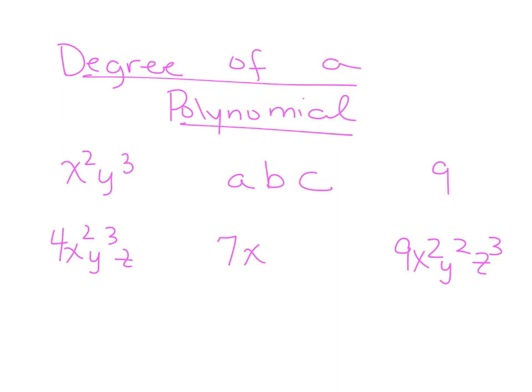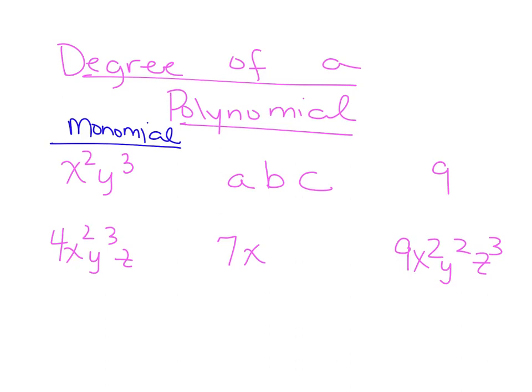We can't talk about the degree of a polynomial until we talk about how to find the degree of a monomial. We always have to start everything with a monomial. So these all below are monomials. Why? Because they don't have any addition or subtraction.